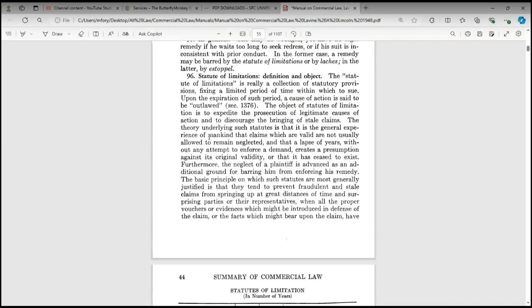Statute of limitations, definition, and object. The statute of limitations is really a collection of statutory provisions fixing a limited period of time within which to sue. Upon the expiration of such period, a cause of action is said to be outlawed. And they give us section 1376. The object of statutes of limitation is to expedite the prosecution of legitimate causes of action and to discourage the bringing of stale claims, like they did against the guy who they keep trying to kill.